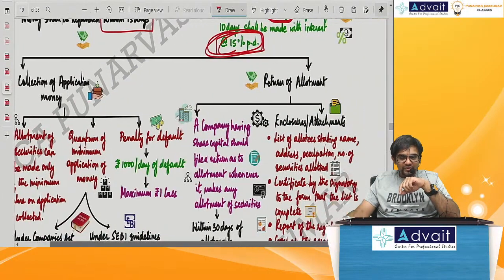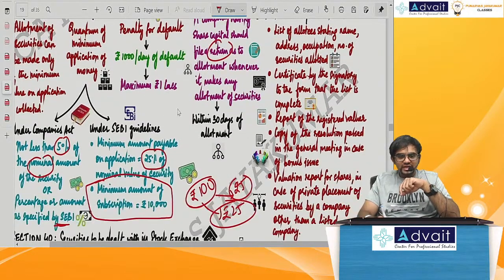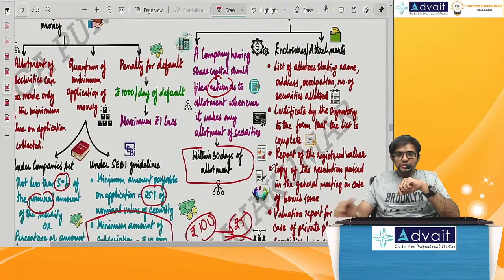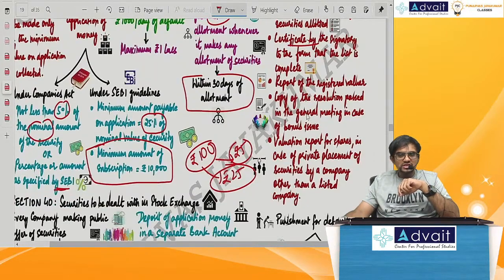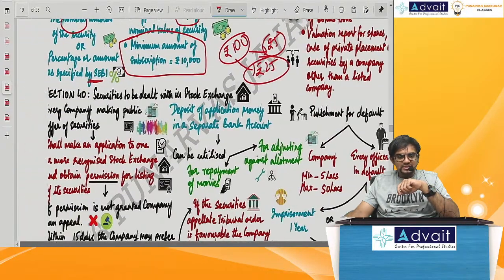Return of allotment. Once the shares are allotted, I need to file a return of allotment. This return of allotment should be filed within 30 days of allotment. Once you allot the shares, within 30 days you have to file a return. With that, you should give the list of allottees, certificate by the signatory, report of the registered valuer, copy of the resolution, everything. And punishment has to be dealt separately.